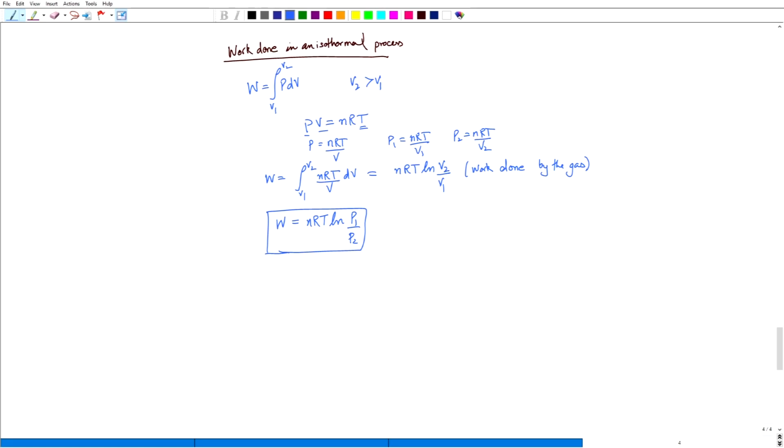So this is the way. We can also write work done like this, because nRT is P1 V1, so P1 V1 ln P1 by P2, because anyway P1 V1 is equal to P2 V2, so I can use it everywhere, and that is equal to nRT. Temperature is constant in states 1 and 2, so T will remain there. So I can write it like this, or like this.